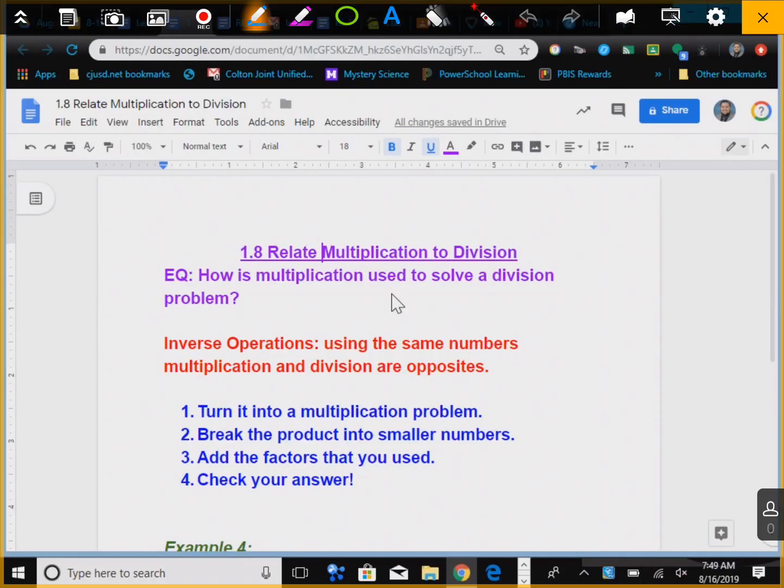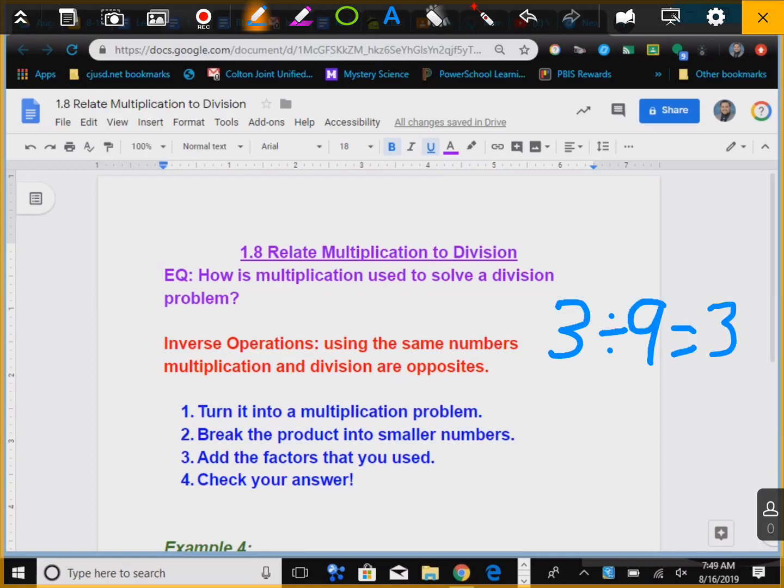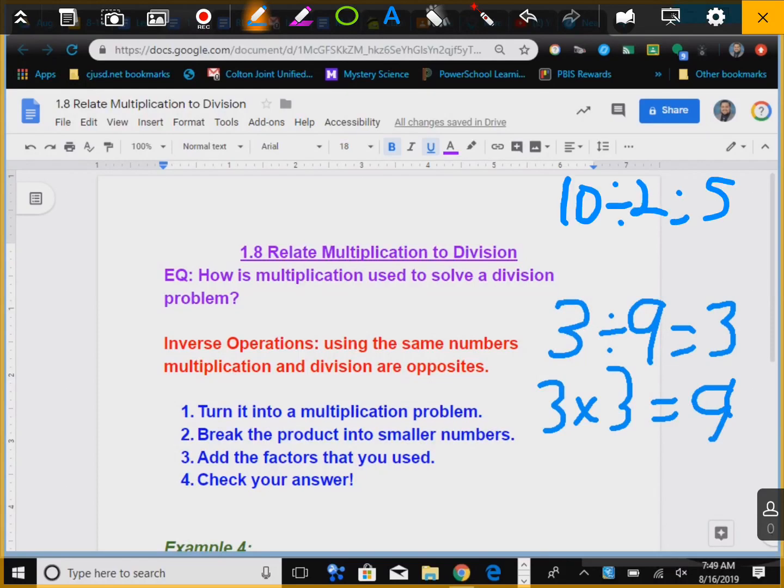If I said 9 divided by 3 equals 3, well, that's the same as 3 times 3 equals 9. See how they use the same numbers? They both use two 3s and a 9. Or I could say 10 divided by 2 is 5, which means 5 times 2 is 10.